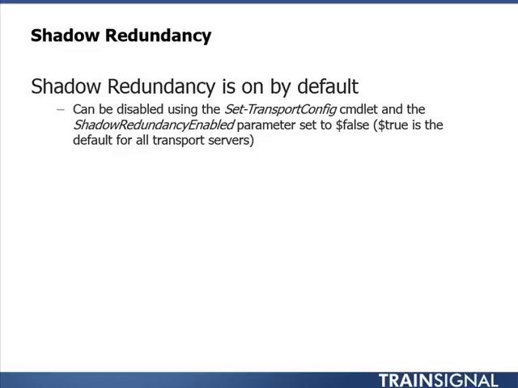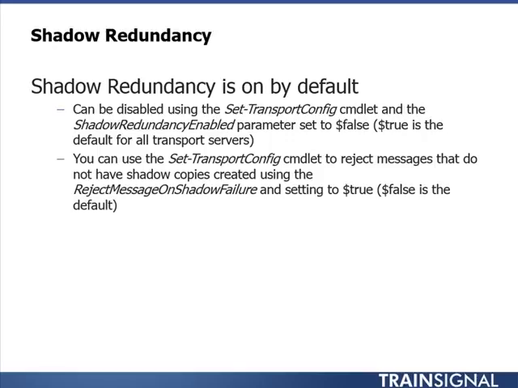So using this cmdlet, and in this case the ShadowRedundancyEnabled parameter, you can set it to false. It's true by default. And so you can actually disable shadow redundancy. Why you would want to do that is beyond me, but you do have the ability to disable it. At the same time, you can use the same cmdlet, Set-TransportConfig, to reject messages that do not have shadow copies created, using RejectMessageOnShadowFailure. It's off by default. You can set it to true to turn it on.